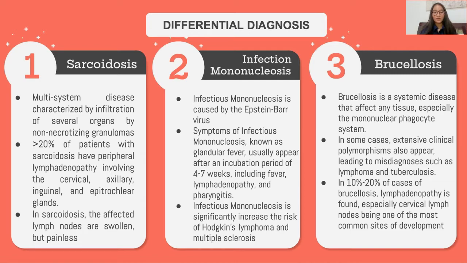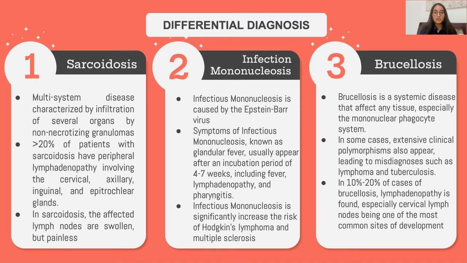The second one is infectious mononucleosis. Infectious mononucleosis is primarily caused by the Epstein-Barr virus. Symptoms of infectious mononucleosis, known as glandular fever, usually appear after an incubation period of 4 to 7 weeks, including fever, lymphadenopathy, and pharyngitis. Infectious mononucleosis is known to significantly increase the risk of Hodgkin lymphoma and multiple sclerosis.